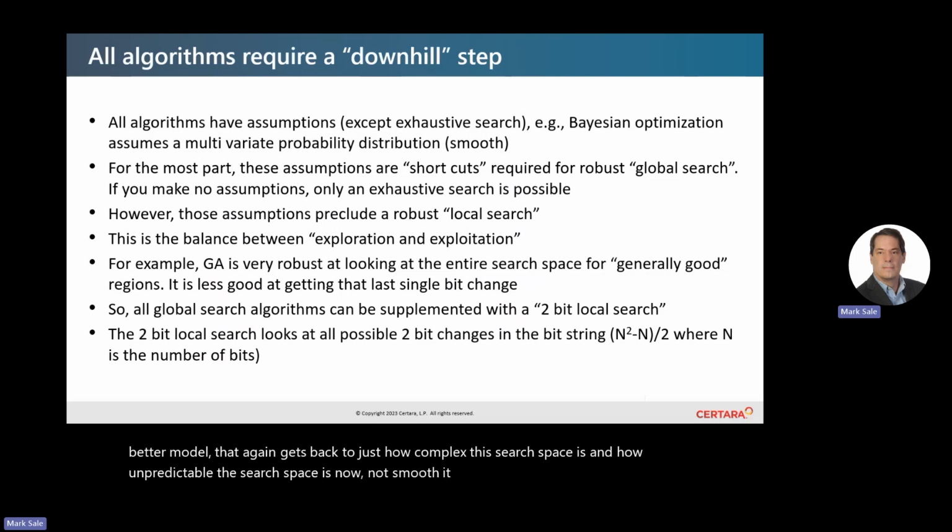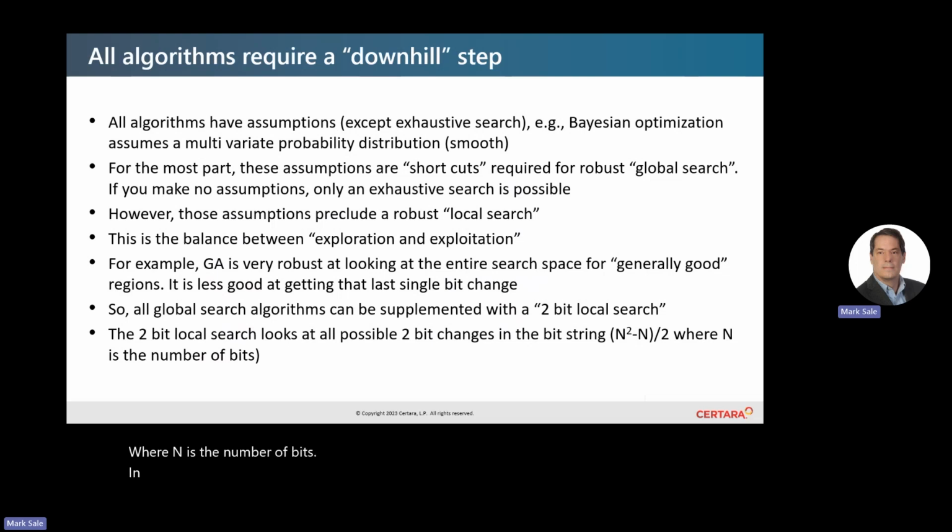And so we've added an option for a 2-bit local search where you make all possible 2-bit changes, all possible changes in pairs to the model. The downside of that is it's fairly computationally intensive, with the number of models being n squared minus n divided by 2, where n is the number of bits in the bit string, the number of dimensions.